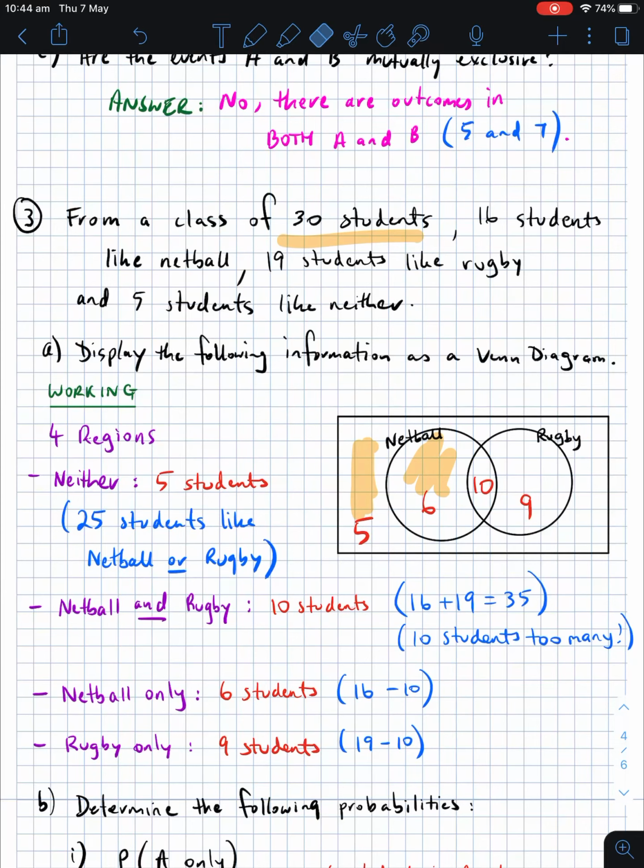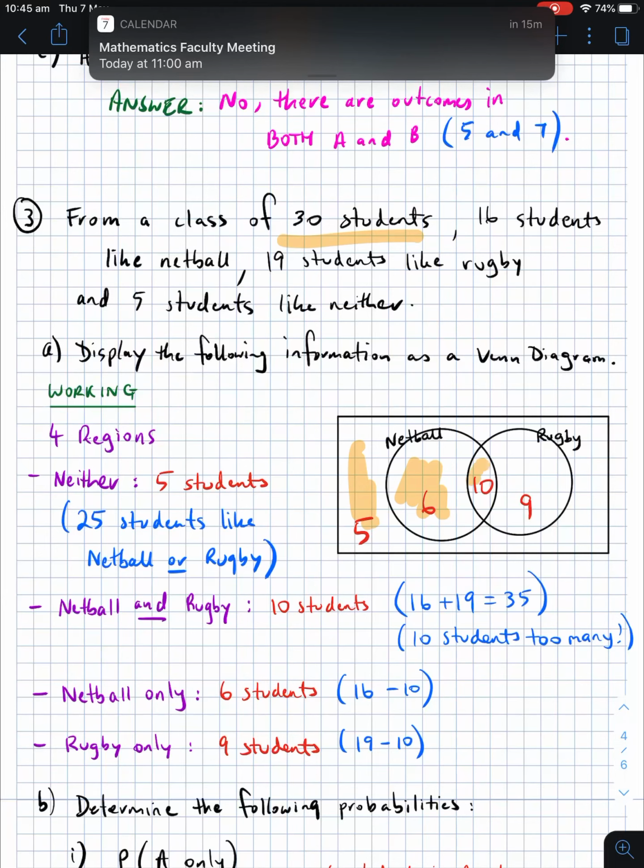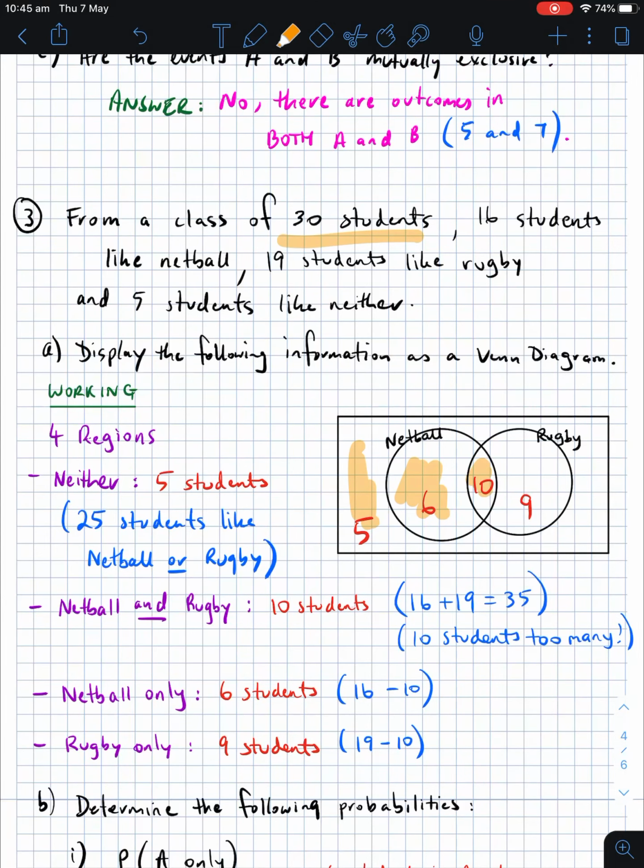I'll get rid of that B. Okay, so these sections, I'll start again. This section here is if they like neither. This is if they like netball only. This is if they like both. And this is if they like rugby only.